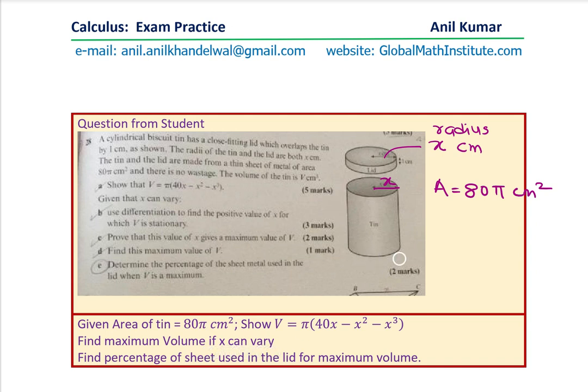So this width can vary. Find the percentage of the sheet used in the lid for maximum volume. That is what basically you have to find. You have to find these two things.